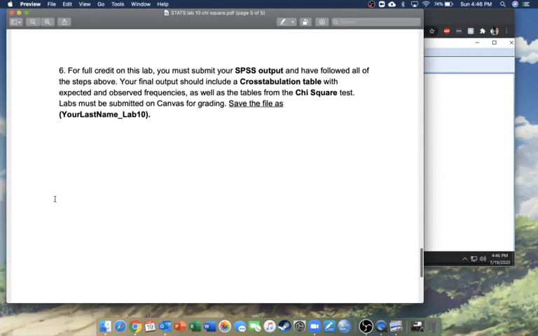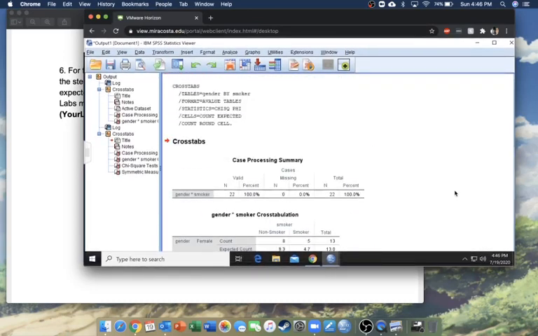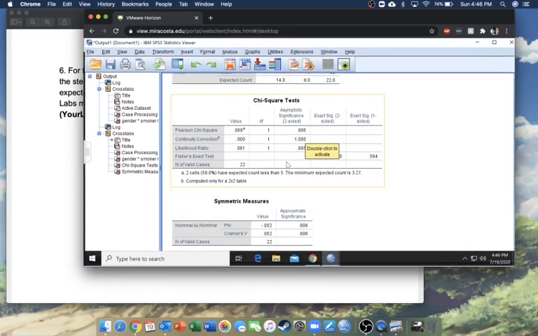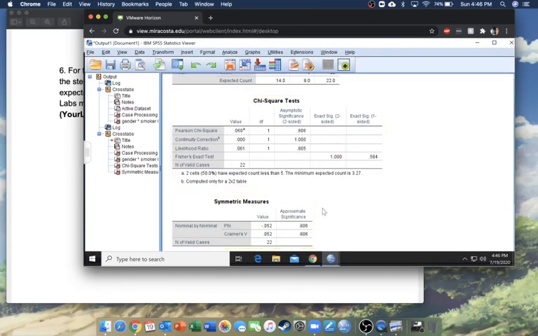And then that's it. You'll go ahead and save this output. We save a nice short, sweet lab for last. So make sure that you have your crosstabs up here, right? These crosstabs here with your observed and expected counts, the chi-squared test, as well as our additional nominal tests. And that wraps it up for this lab.